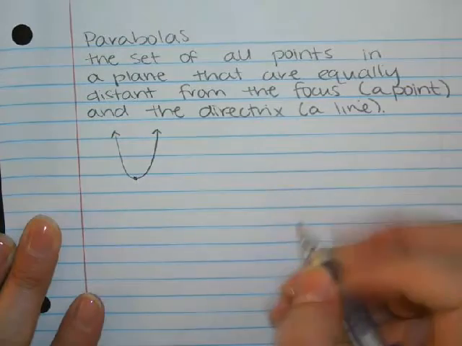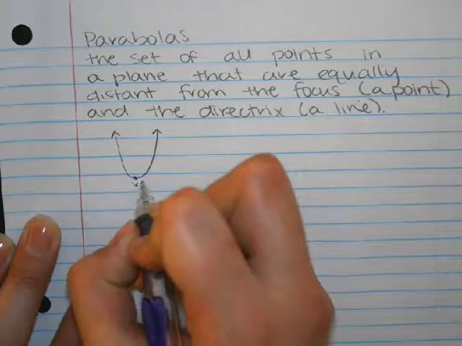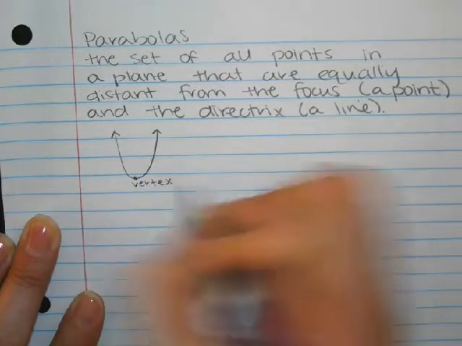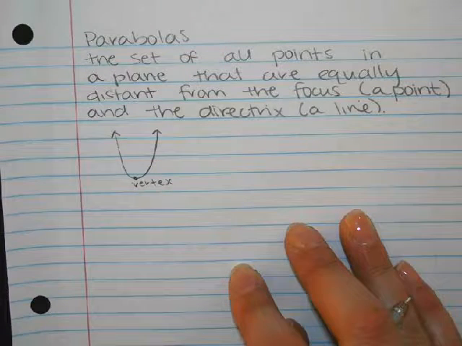So the part of a parabola that we're comfortable with is we have a U shape, and this part right here of the U shape is called the vertex. So we're comfortable with that. We've done that before.